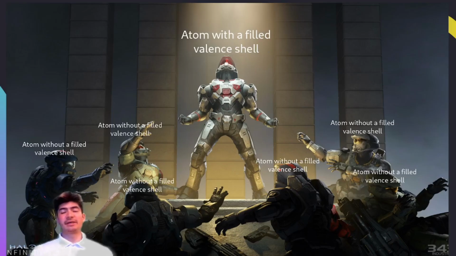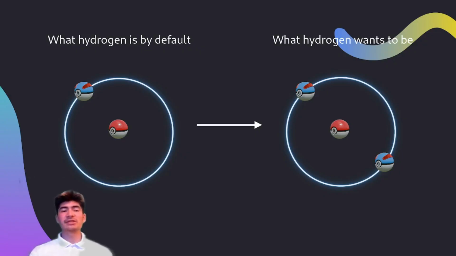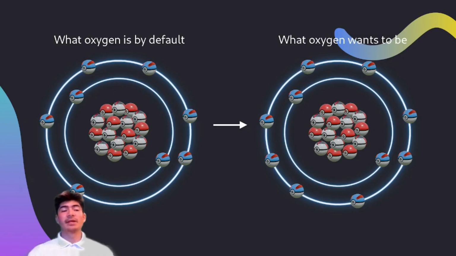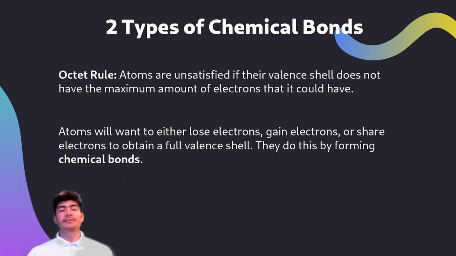So this is the octet rule, which means that every atom wants to have a filled valence shell. As you can see here, we have all these atoms without filled valence shells clamoring to be like the atom with a filled valence shell. They all aspire to be the atom in the middle, and they'll fill up their valence shell by trading electrons through chemical reactions. So hydrogen by default only has 1 electron. It wants to have 2 electrons because that would fill up its valence shell. Oxygen only has 6 electrons in its outer shell, so it wants to gain 2 electrons to fill up its valence shell. So how do they do this?